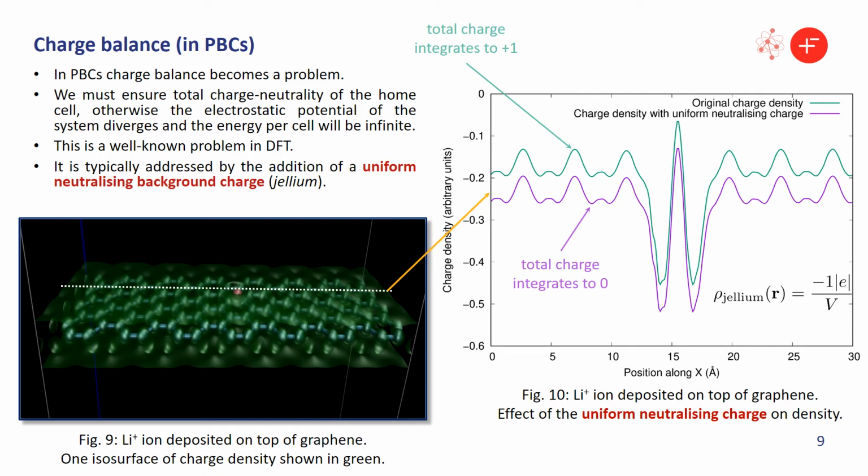So, for instance, if I have a lithium cation deposited on graphene in vacuum, like in the picture on the left, I would be adding a negative charge density, that is 1 extra electron per volume, to neutralize this charge. So, while the original charge density integrated to +1, the jellium-shifted charge density integrates to 0. You can see the rigid shift in the plot on the right.